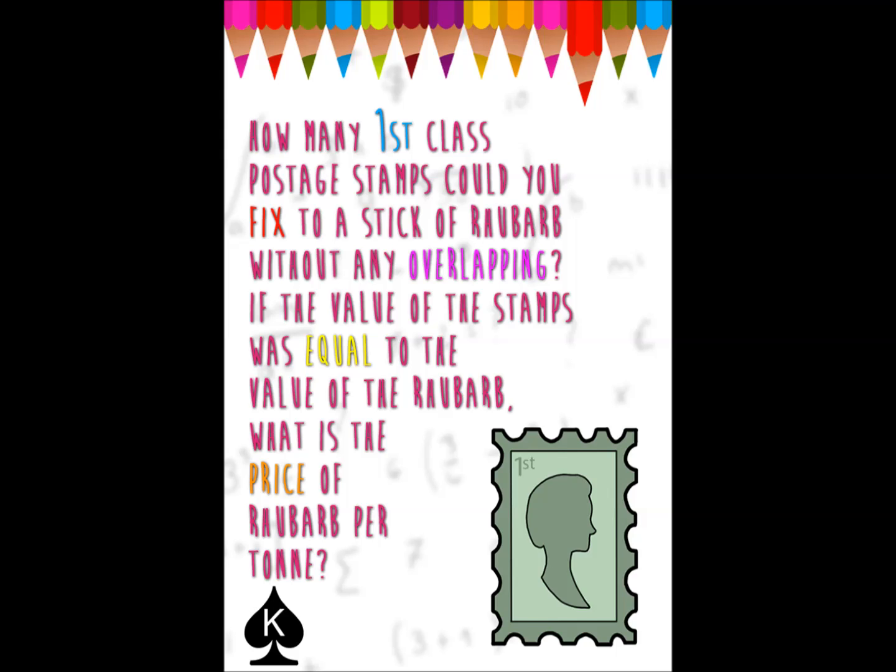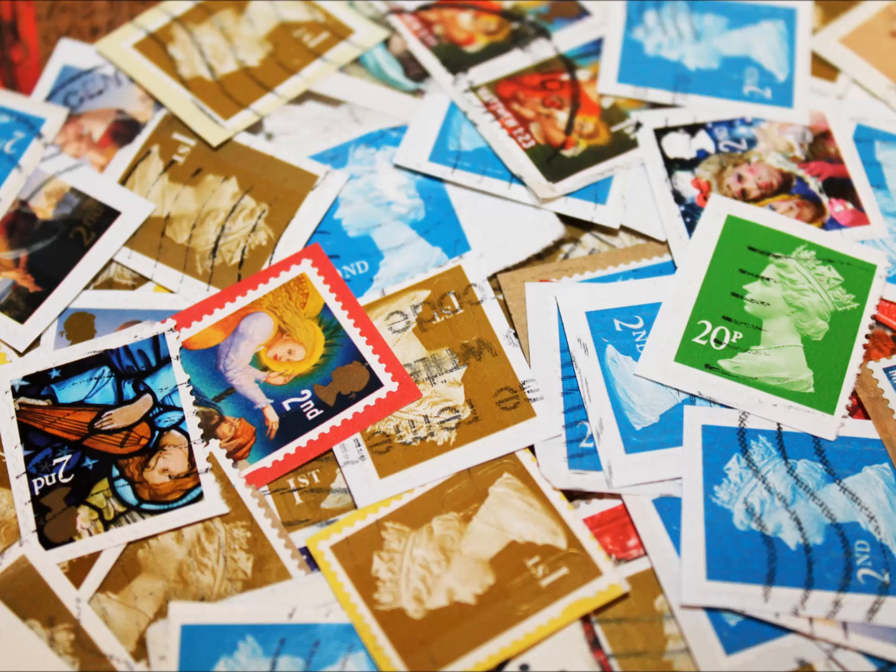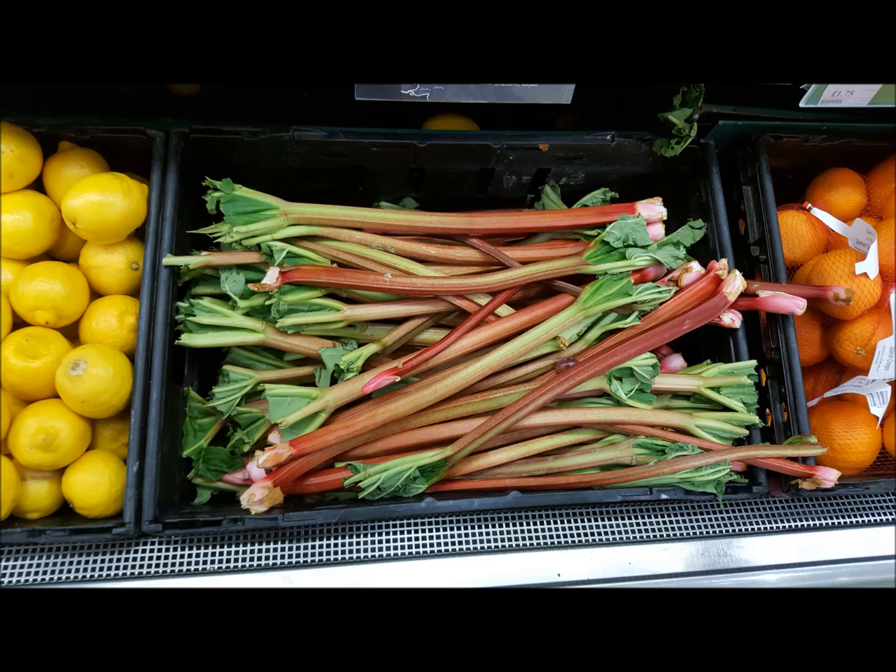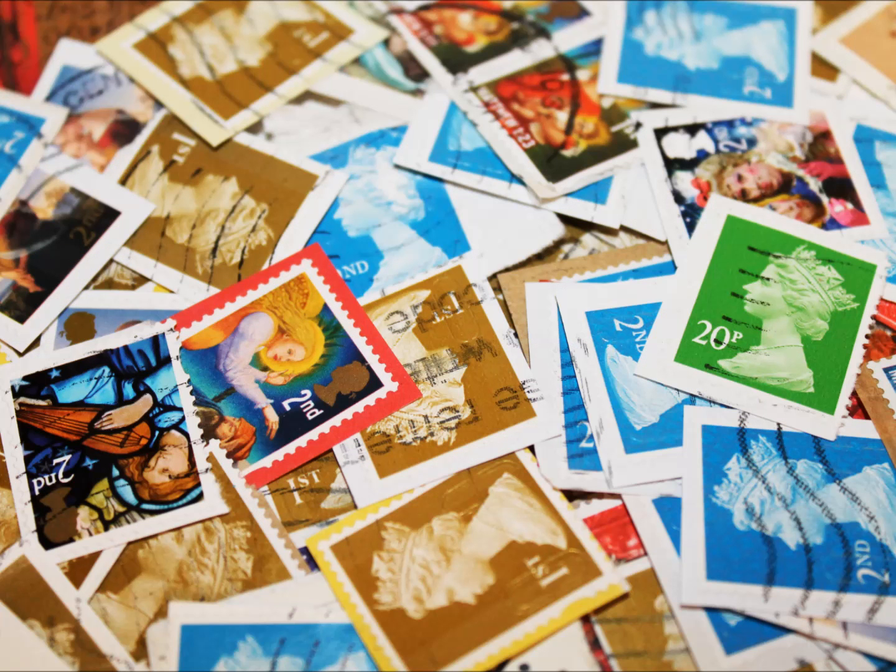If you then multiply things up, we know that there are 100 grams per stick, and there are 1,000 grams in a kilogram, so that's 10 sticks per kilogram, and we know that there are 1,000 kilograms in a tonne, so 10 times 50 is 500, times 1,000 gives you an extreme value of £500,000 per tonne of rhubarb.